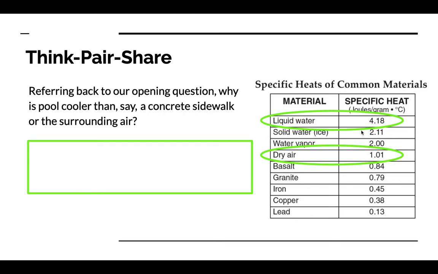Okay? Now, what about concrete? We don't see concrete up here. Where is concrete? All right? So concrete is not listed in this table right here, but because we know that concrete will be a lot hotter than a pool on a hot summer day, that tells us that the concrete must have a lower specific heat than liquid water, since concrete is able to undergo a greater change in temperature for the same amount of heat from the sun.